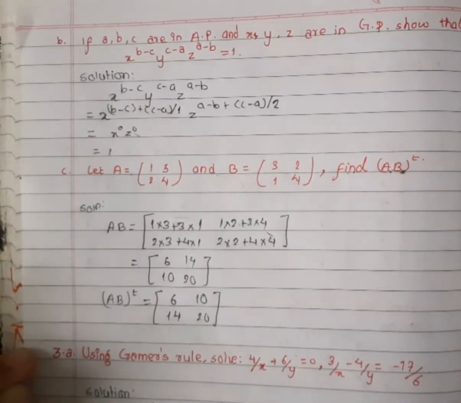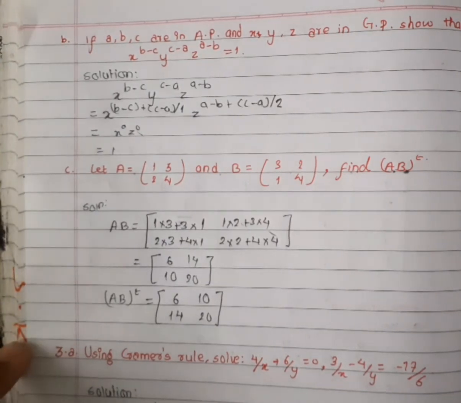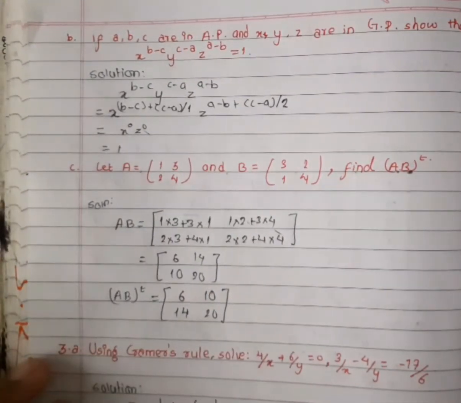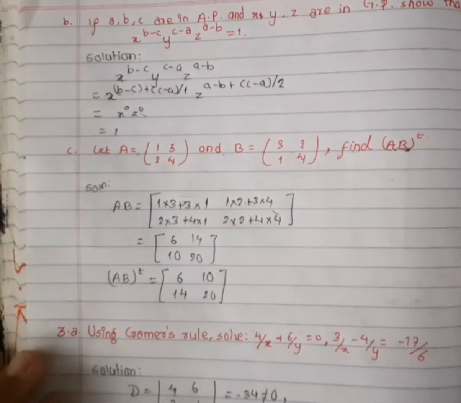Okay, so question number 2b: if a, b, c are in AP and x, y, z are in GP, then we have to show that x to the power b minus c, y to the power c minus a, and z to the power a minus b is equal to 1. I have done it here in a simple way. You should practice and you will understand.